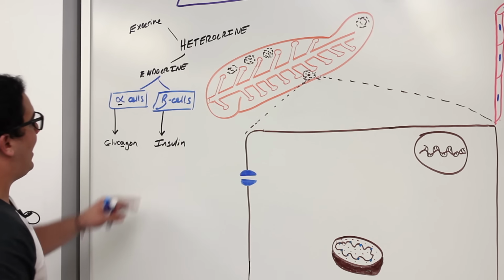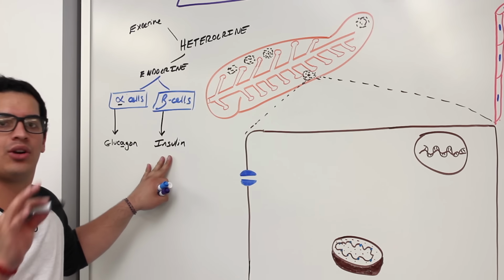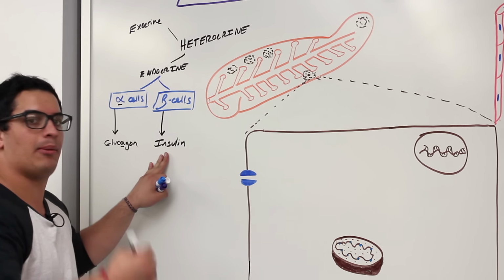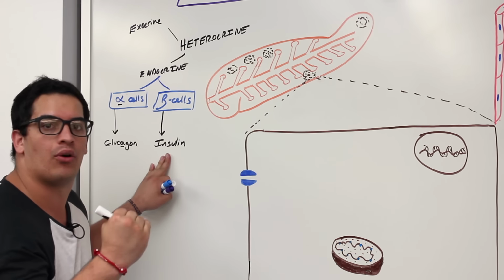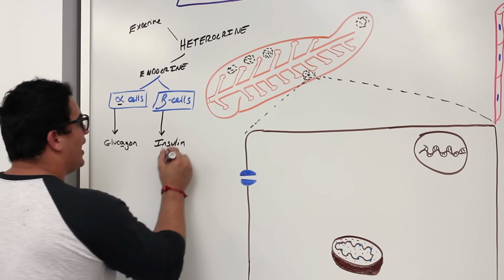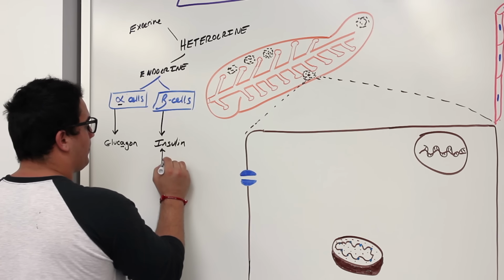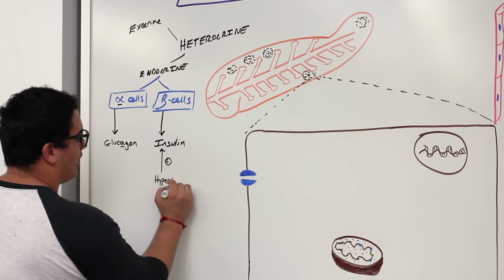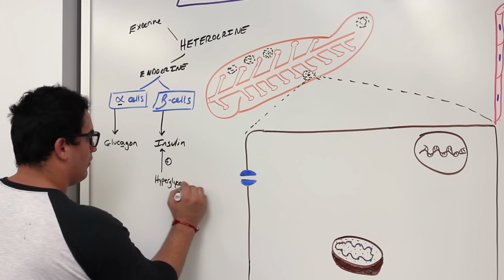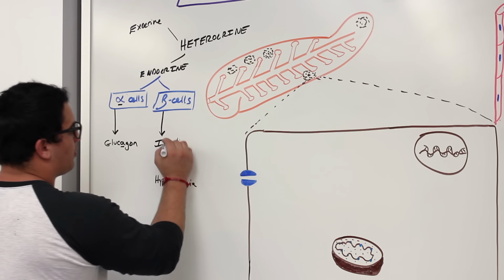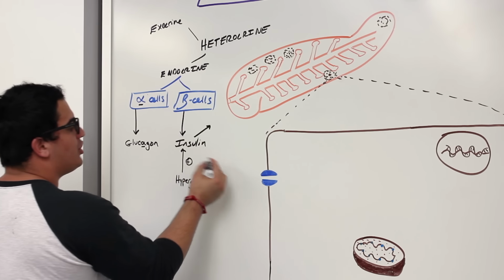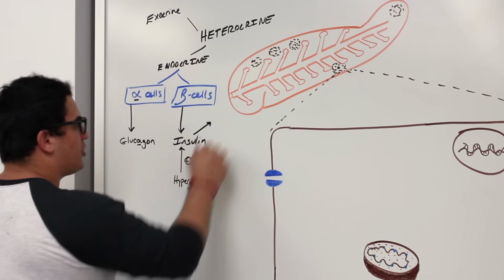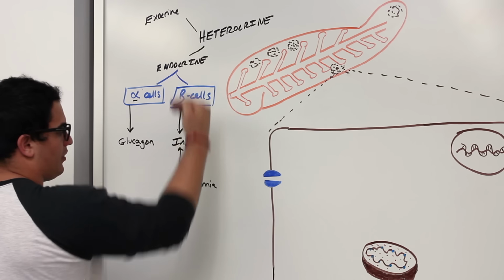And insulin, if I were to categorize what type of hormone it is, is responsible for bringing our blood glucose levels down. So in other words, what's its stimulus? Its stimulus is hyperglycemia. And as a response to that hyperglycemia, its job is to bring the blood glucose levels back down.